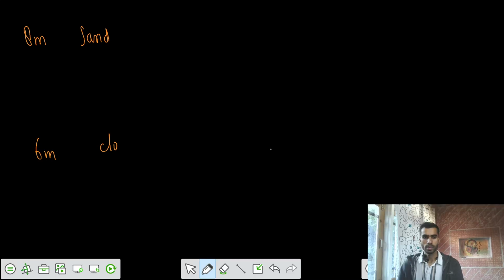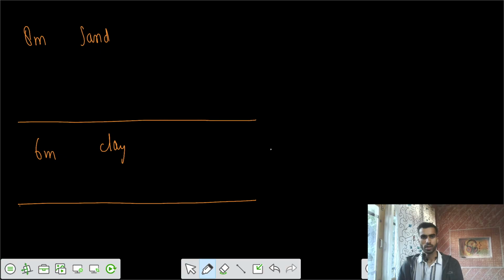So we are having an 8 meter layer of sand. And after that we have a 6 meter layer of clay. Let's say that the clay layer is somewhere here. This is your clay layer, and this is your 6 meters. And from the top, this is your 8 meters.